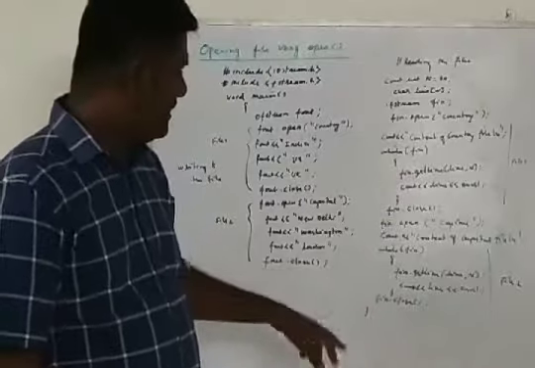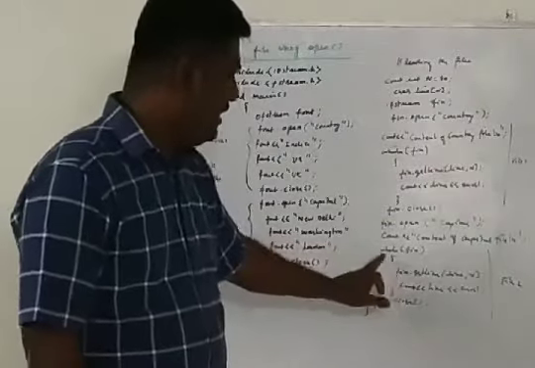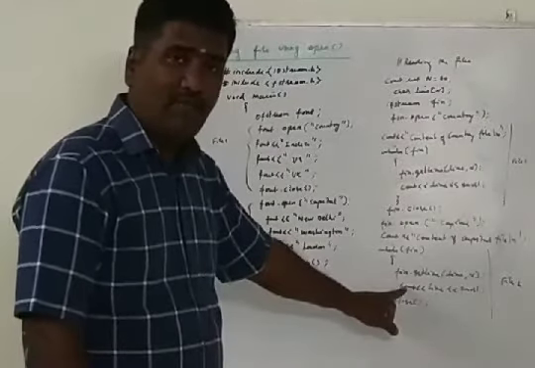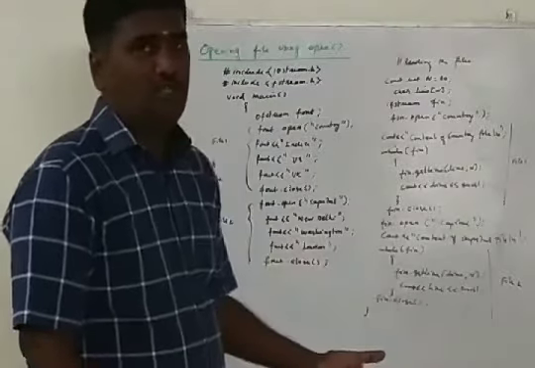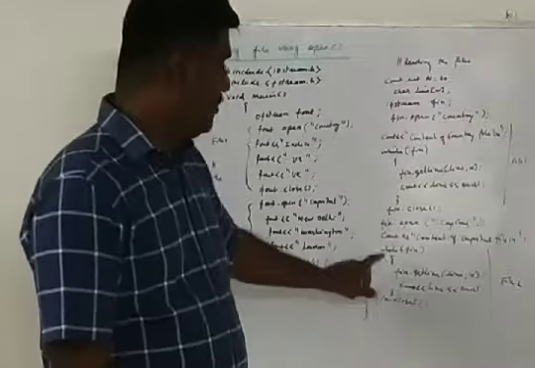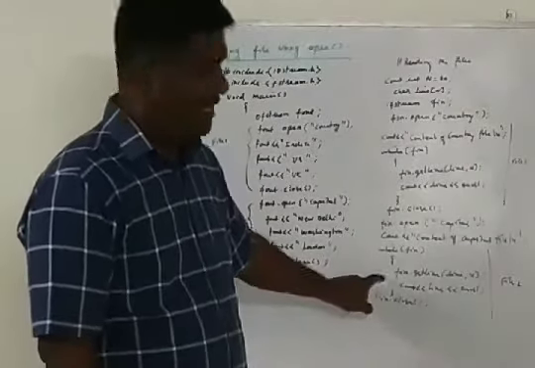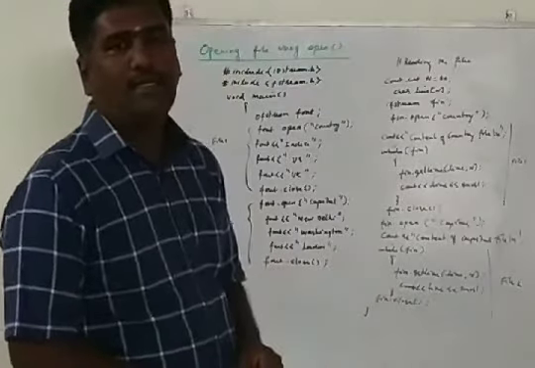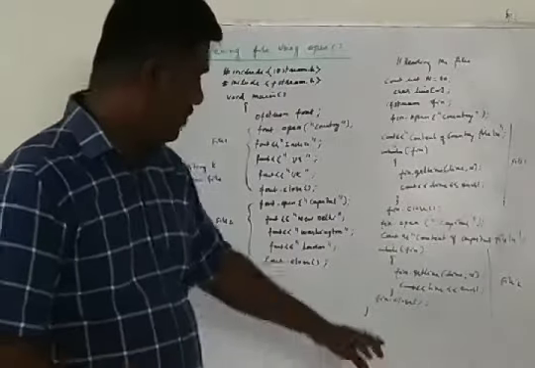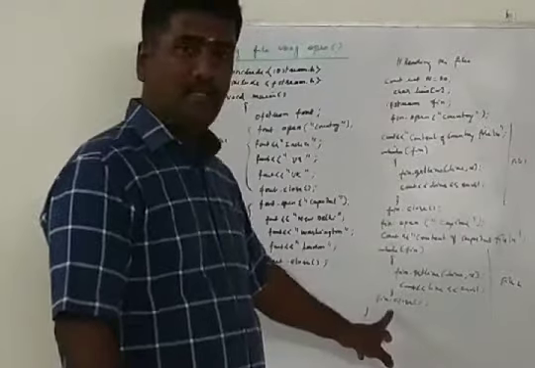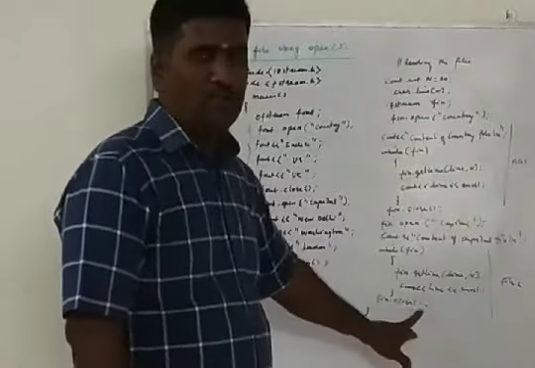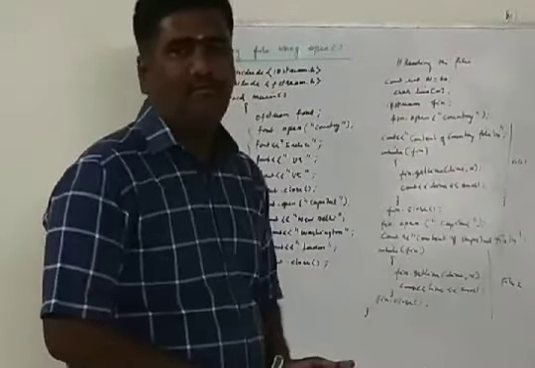After that, the file pointer reaches the end of file. So when the file pointer reaches the end of file, it returns 0. Once it returns 0, the loop will be terminated. After you complete the second file, fin dot close, so closing the second file.